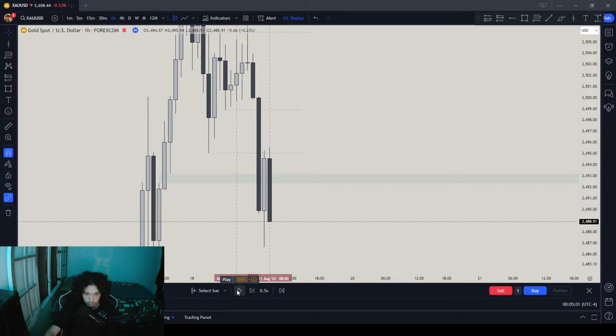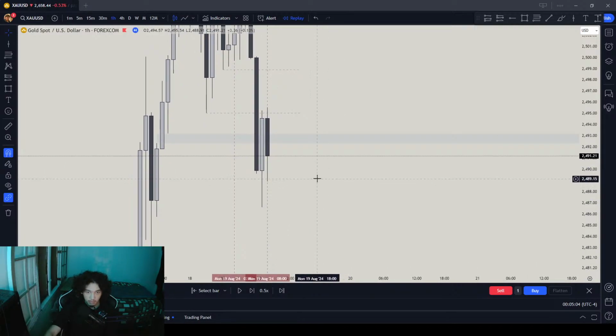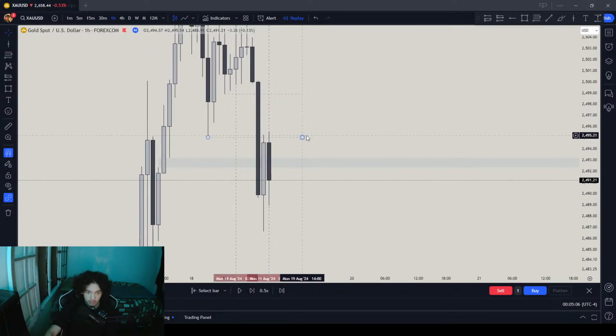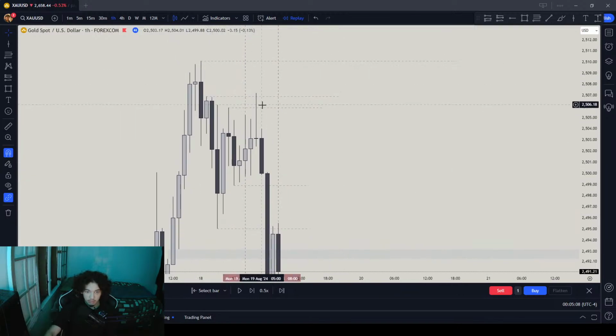Straight back up. Now next session is here. Now I'm looking for still longs. The market just touched the internal. Market is still at that external position, right? We're still looking to long this bad boy to the external.